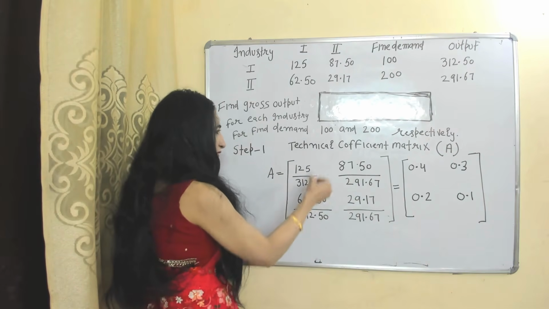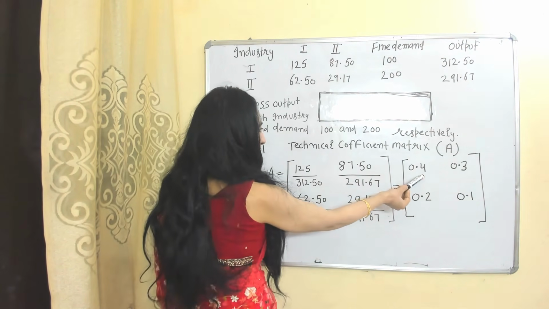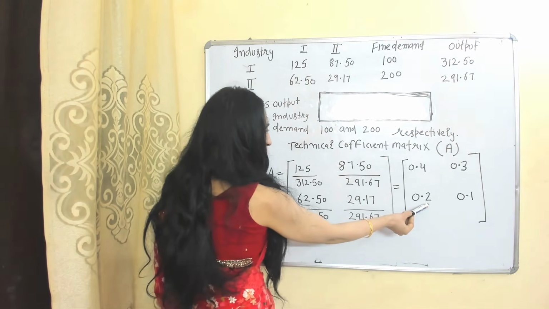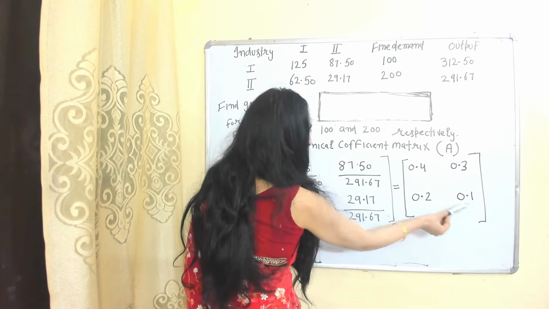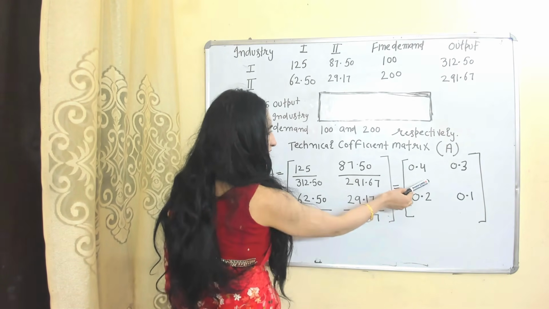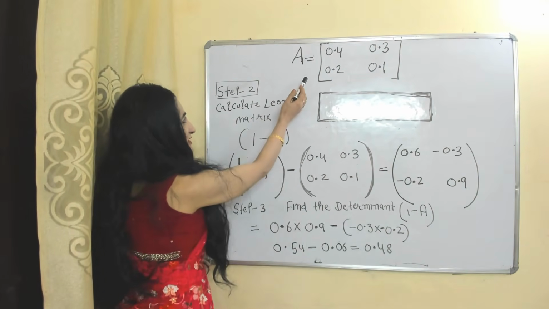When we solve, this one becomes equal to 0.4, this one 0.3, this one 0.2 and this one 0.1, and this will be called our technical coefficient matrix, means this will be called our A. So this is our A.